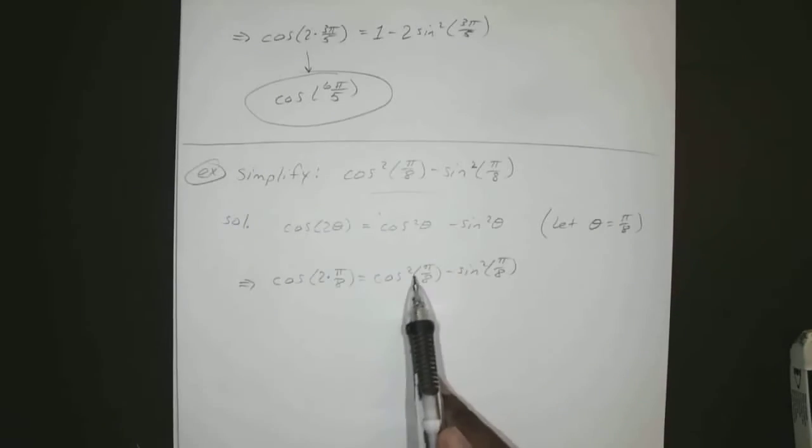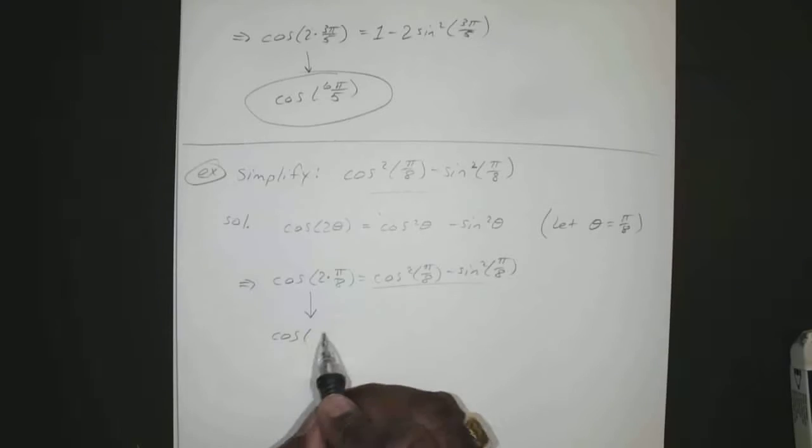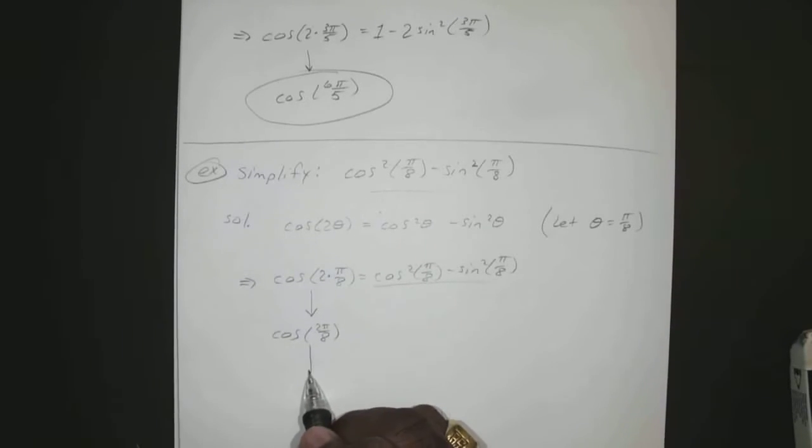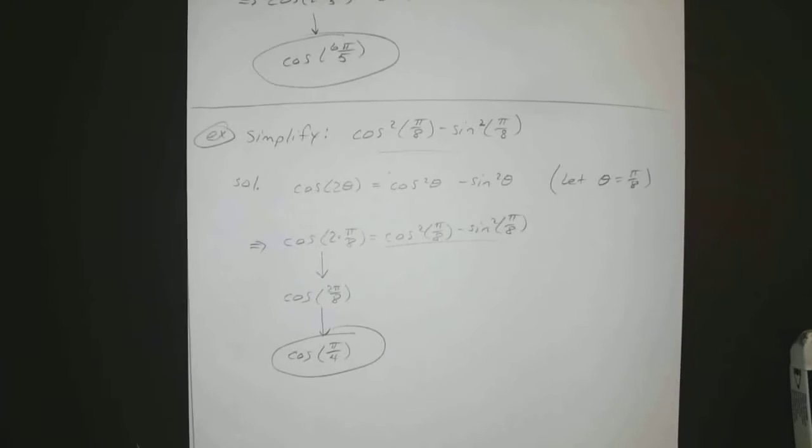Okay, so we matched up our right side. So this just becomes cosine 2 pi over 8, which becomes cosine of pi over 4. All right. So any questions on that one?